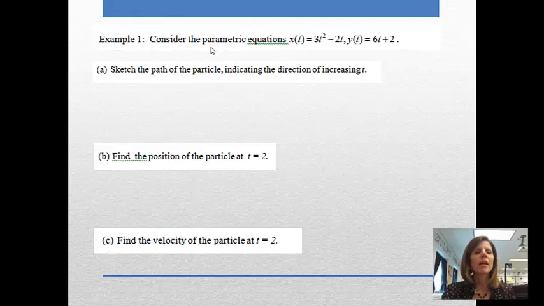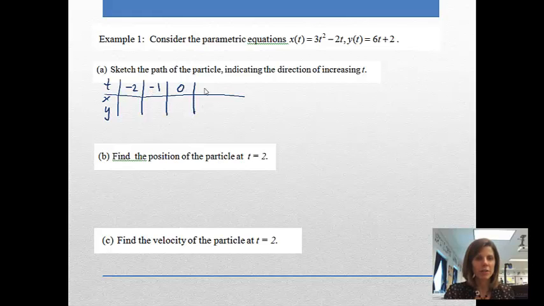Example 1. Consider the parametric equations x of t equals 3t squared minus 2t, and y of t equals 6t plus 2. Part A says to sketch the path of the particle, indicating the direction of increasing t. If we're going to sketch the path of the particle, we'll do this non-calculator. What we'd want to do first of all is make ourselves an xy table. It doesn't say where we have to start or end, so I'm just going to pick some values: -2, -1, 0, 1, and 2. I think that should give me a picture of what it looks like at least.